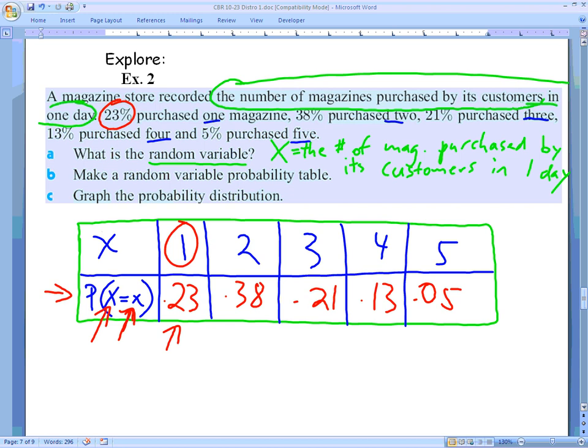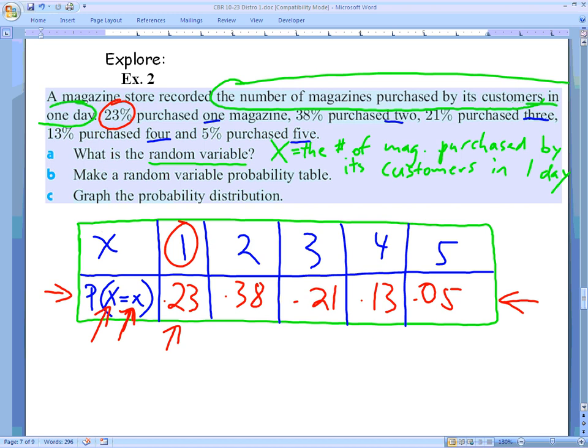So, if we did this correctly, what should we know about all of these probabilities? They should add up to 1. So I have 23 plus 38, which gets me up to 61, plus 21 gets me up to 82, plus 13, which gets me to 95, and then 5 more, 100%, or 1 whole.